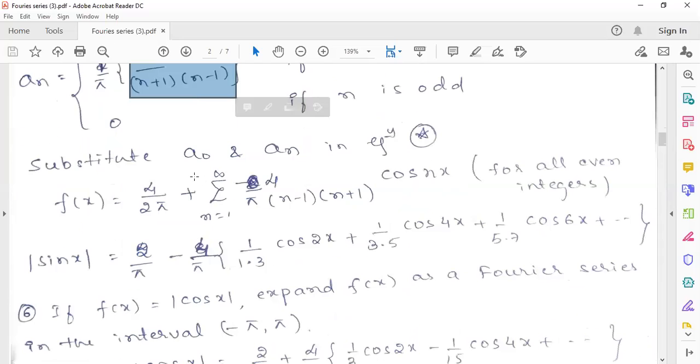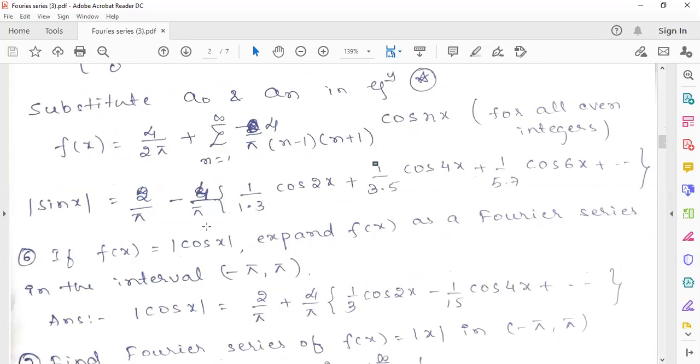So now substitute these values in the equation star. Here an is 0 for all the odd integers. You just have to substitute for the even integers. If you put n equals 2, we will get 1 by 1 into 3 into cos 2x. If you put n equals 4, 1 by 3 into 5 into cos 4x, plus 1 by 5 into 7 cos 6x, and so on. So now this is the required series expansion.